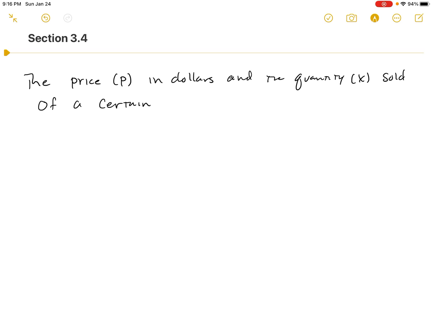The price P in dollars and the quantity X sold of a certain product satisfies the demand equation, X is equal to negative 8p plus 400. And then it will ask some questions.